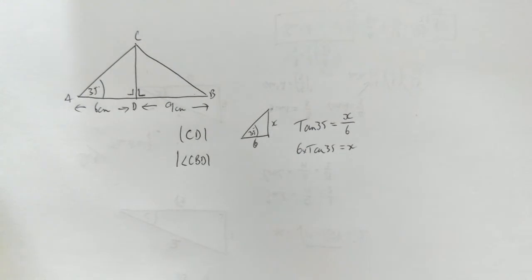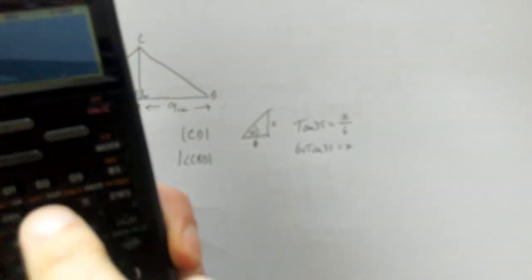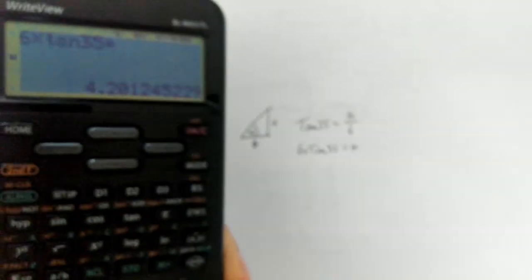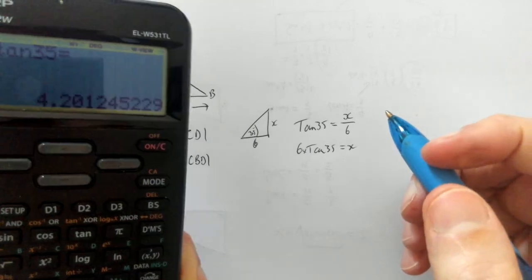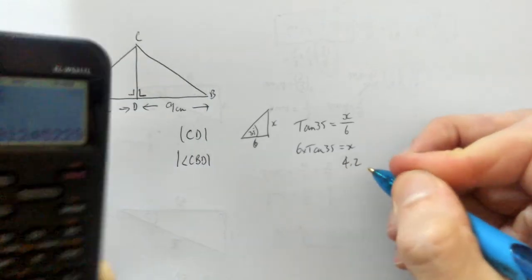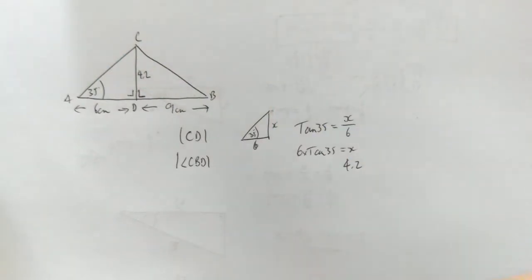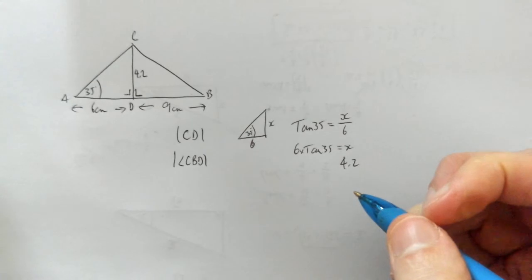Let's do that. Make sure you calculate in degrees. Remember I said to you, 6 times tan 35 equals 4.2. Check what it says in the question. 1 decimal place. So 4.2. Let's put that into our main drawing as well. 4.2. If we can fill in the blanks, we might as well do it.